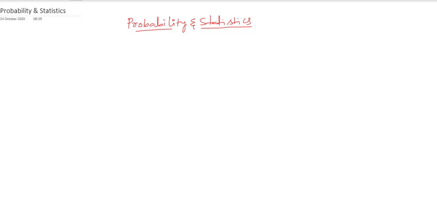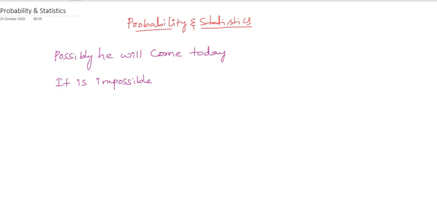We often speak sentences like, suppose I take an example, possibly he will come today. And the other sentence is, it is impossible that he will come today. Likewise, these are different sentences. I have just taken an example for understanding this purpose. Possibly he will come today, and the other sentence is, it is impossible that he will come today. Am I right or not?